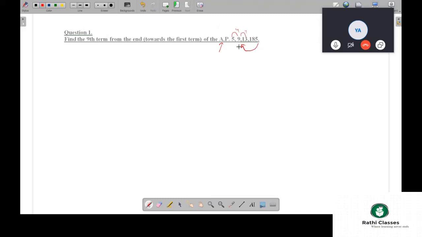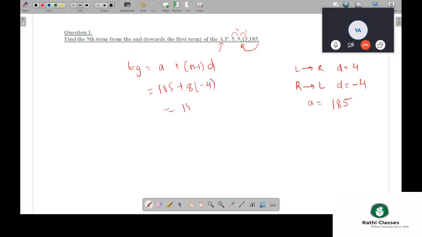If I am going from left to right, there is a common difference of 4. If I go from right to left, my common difference will be the opposite, that is minus 4. And going from last to first, the first term would be 185. Now I need to find the ninth term. So T9 is A plus n minus 1 into D. Our A is 185, ninth term, 9 minus 1 is 8, and the common difference is minus 4. So I'll be left with 185 minus 32. So the answer is 153. Is it clear?